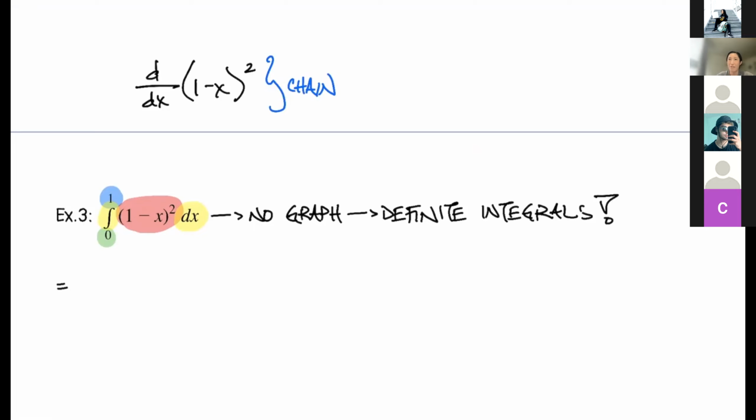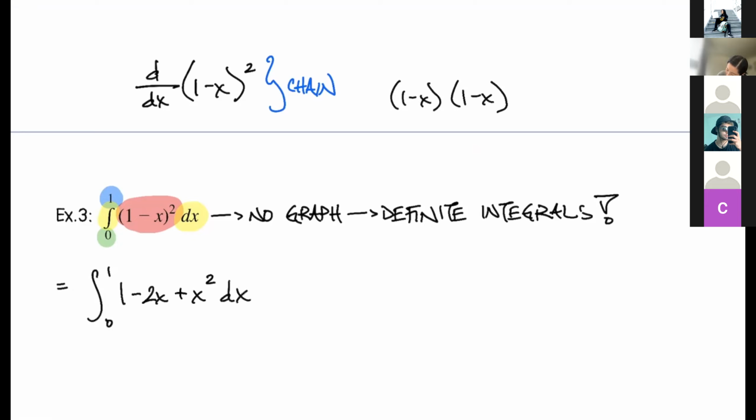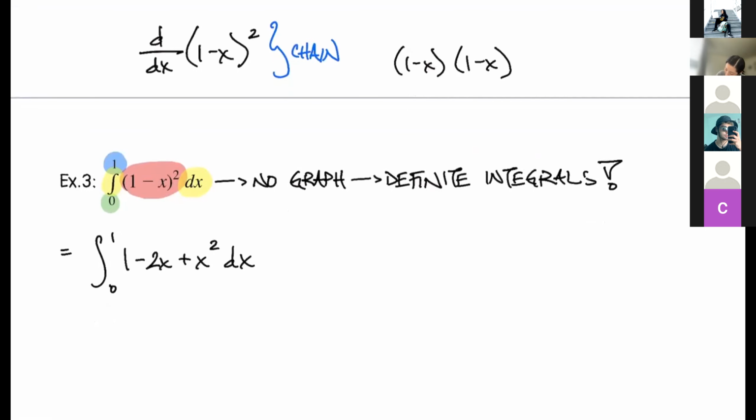And since we don't know it yet, we're gonna FOIL so that we can turn it into a problem we know. So the integral from 0 to 1, and we have 1 minus x, 1 minus x. So I get 1 minus 2x plus x squared. So we FOIL because we don't know how to do chain rule with integrals yet.